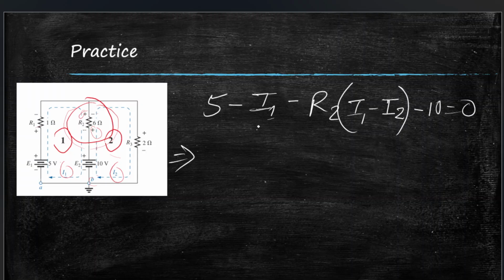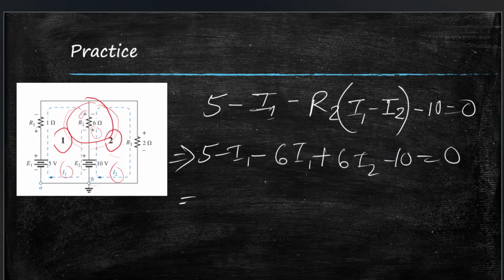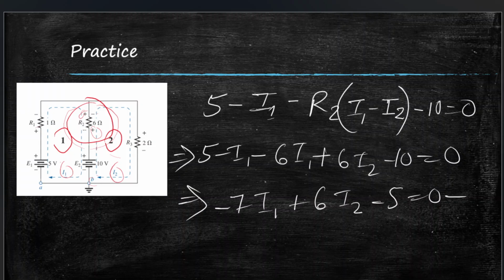Now let's substitute the values. So 5 minus I1 minus R2 is 6. So 6 times, let's just remove the brackets directly. So 6 I1 and then plus 6 I2 minus 10 is equal to 0. Now let's arrange them and bring I1 to the front. So I1 minus 6 I1 is minus 7 I1. Then plus 6 I2. 5 minus 10, that's minus 5, is equal to 0. So this is our equation 1.